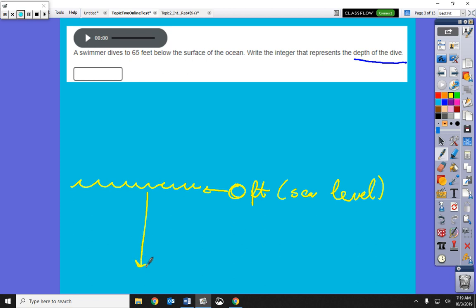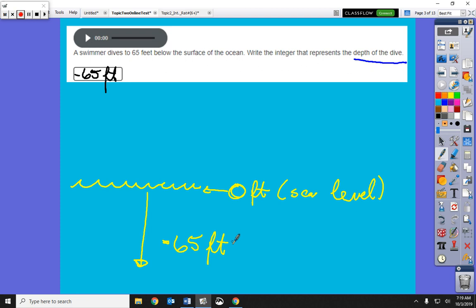So if I want to think about the coordinate plane, they are at negative 65 on the y-axis. So they are negative 65 feet. The correct answer here is negative 65. I should label it: negative 65 feet. So they are 65 feet below sea level.